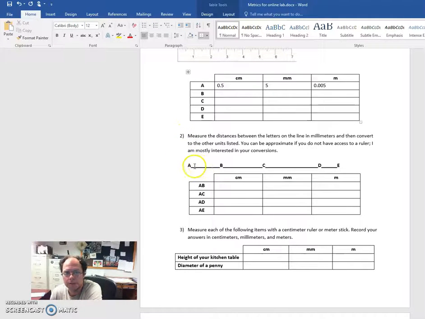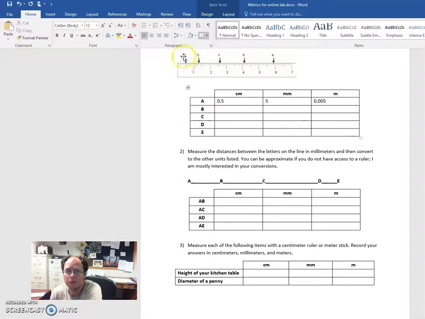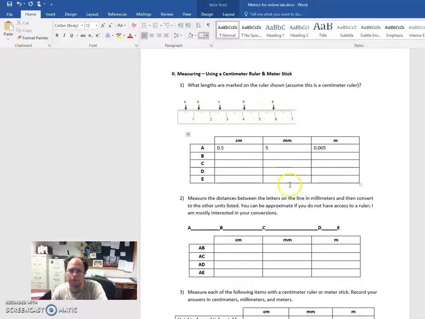Alright, question 2 here. You're going to take a ruler. If you don't have a ruler, print this page out, cut this out, and use that as your ruler. You're just going to measure the line segments. So you're measuring the line from A to B. And then you're going to measure the line from A all the way over to C. And you measure the line from A all the way over to D. And then from A all the way over to E. So the lengths should be increasingly long. And then once you get all the centimeters written out, you convert them to millimeters and meters just like you did up here.